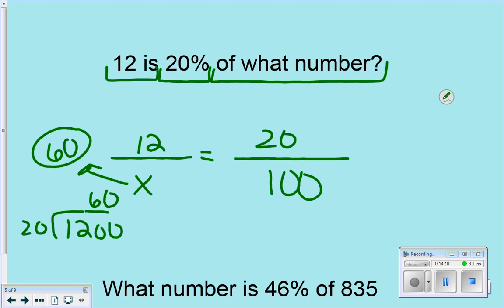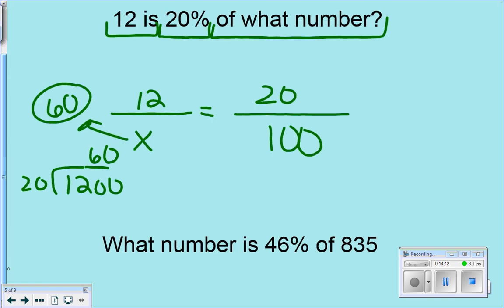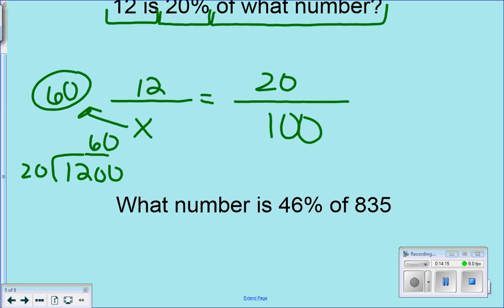It's just one way. You want to try another one by yourself? Let's let you try one by yourself instead of me doing it. You want to try this one? What?